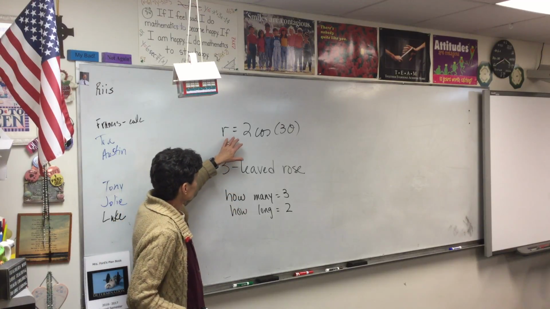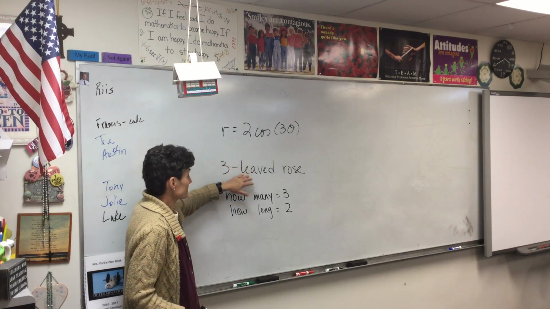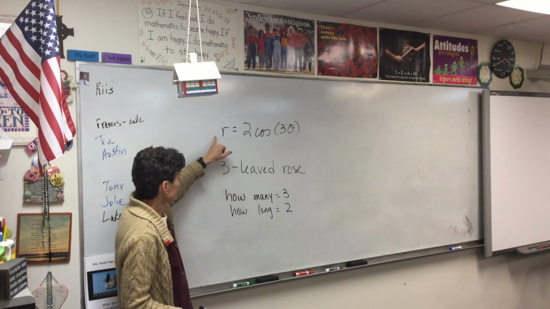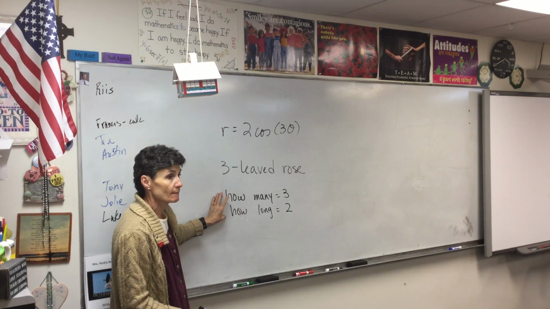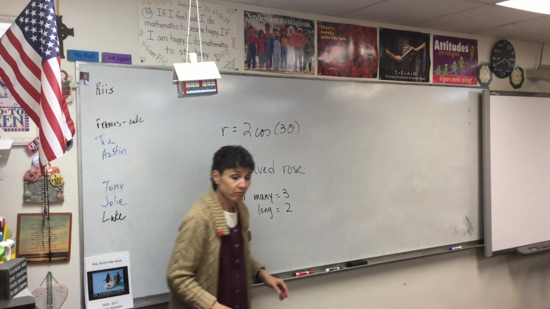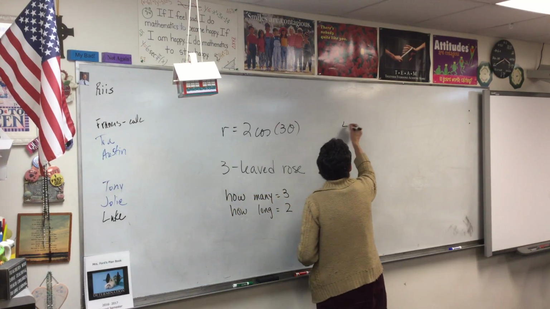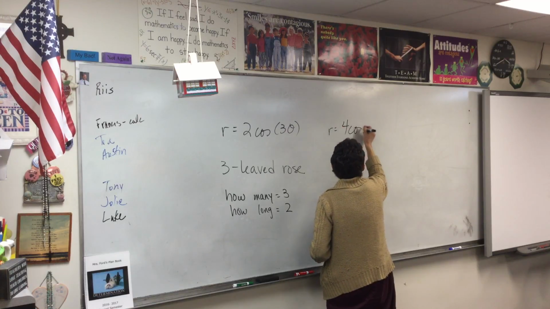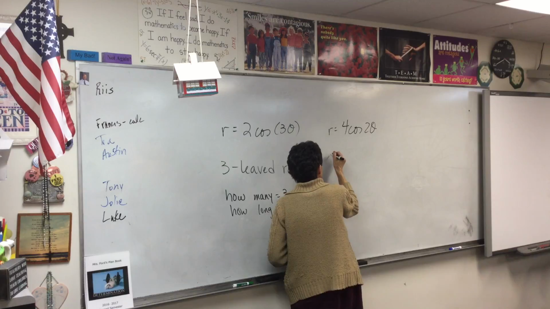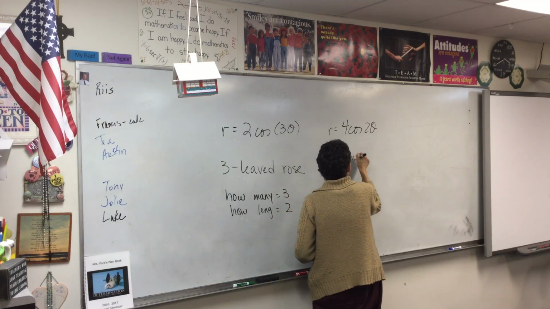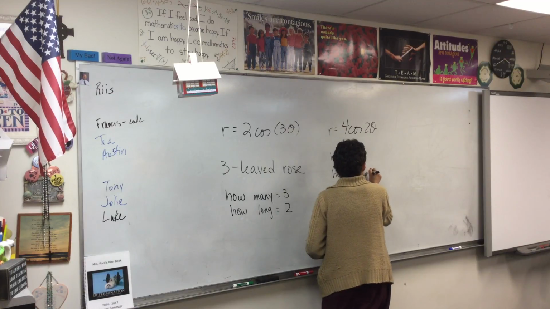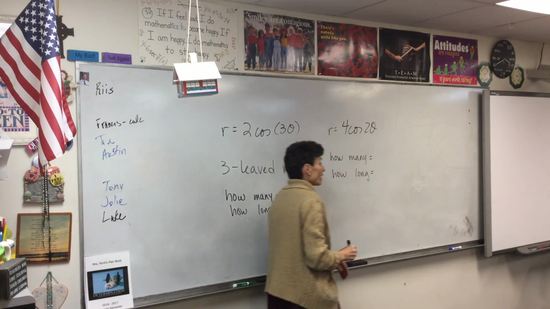So you graphed this equation. It's a 3-leaved rose, has 3 leaves, and they're 2 units long. So this equation produced this. All right, so let's look at the next equation, which is 4 cosine 2 theta. All right, so same questions. How many, how long? All right, so graph it.